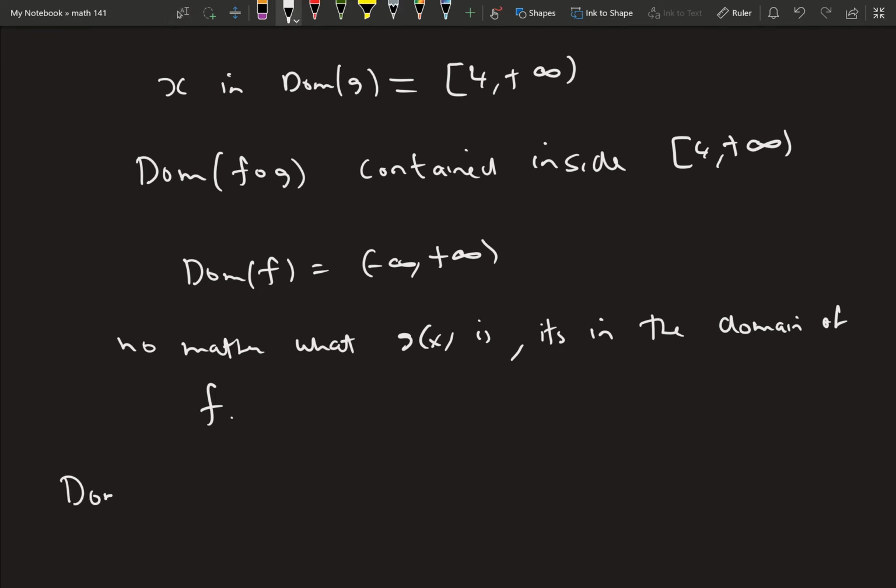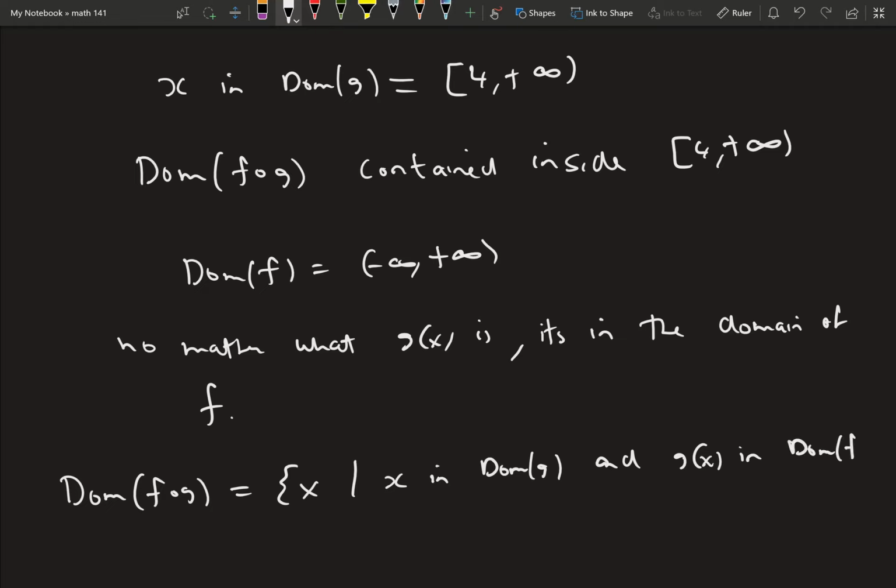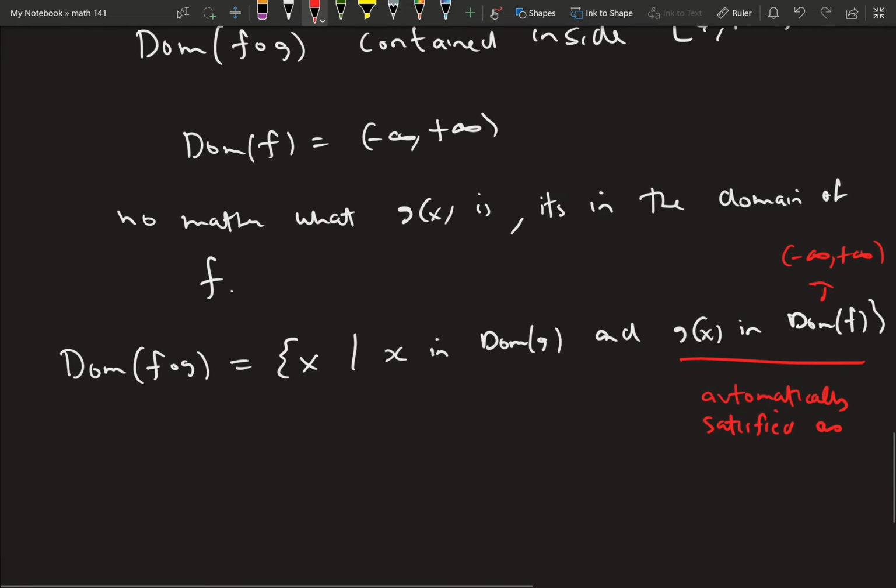So let me rewrite this. The domain overall of f composed with g is all x, where x is in the domain of g, and g of x is in the domain of f. Because the domain of f here is everything, every g of x will satisfy this. This is automatically satisfied as the domain of f is all real numbers. It's everything.